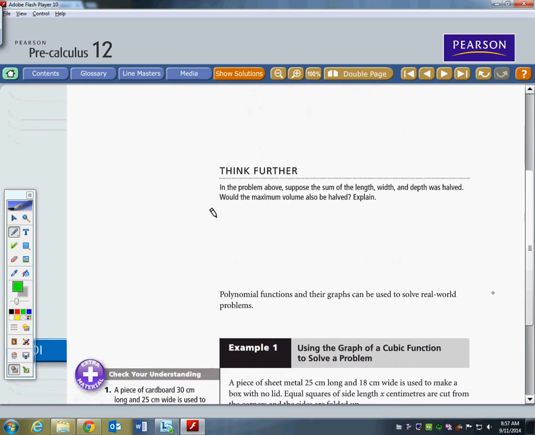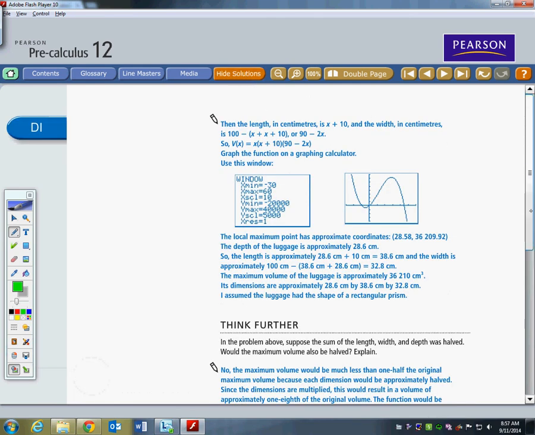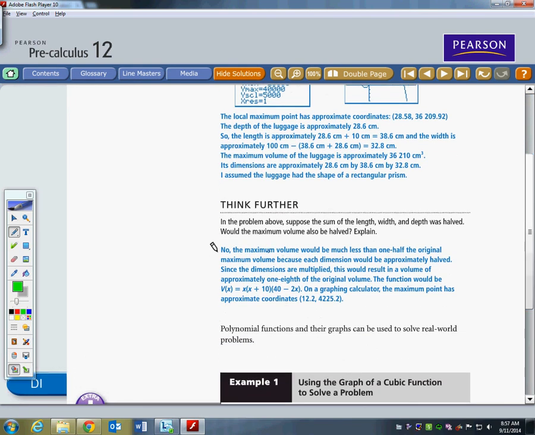Think further. In the problem above, suppose the sum of the length, width, and depth was halved. Would the maximum volume also be halved? If the sum of the length, width, and depth were halved, in other words, if they all had to add up to 50 instead of up to 100, then it says here, no, the maximum volume would be much less than 1/2 the original maximum volume because each dimension would be approximately half. Since the dimensions are multiplied, this would result in a volume of approximately 1/8.